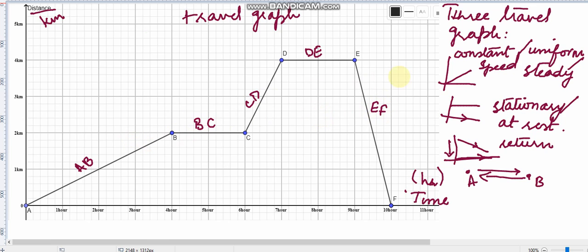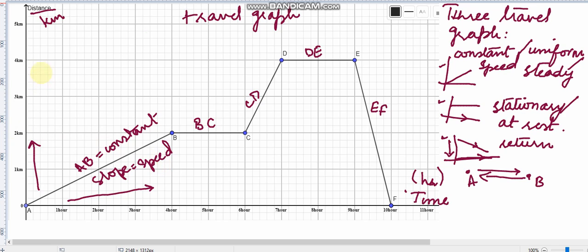Now, by looking at these three travel graphs, if we name what is happening in these lines in this whole journey, from A to B, this is a constant line. This shows that the distance is increasing and the time is also increasing, but with a similar rate. So remember that constant speed is basically when the distance is increasing at the same rate as time. So we will say that AB is representing constant speed. Remember that the slope of the line also shows the speed. So the slope is basically representing speed.